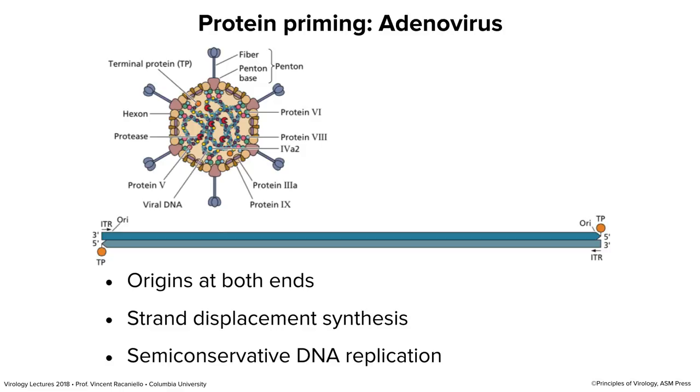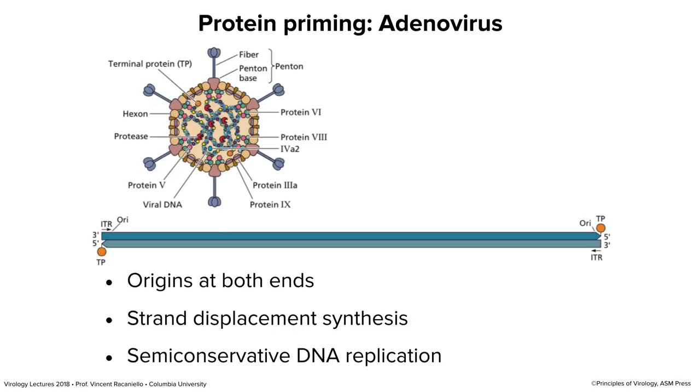Moving up in size to adenovirus. So now we have a 36,000 base pair double-stranded DNA. It is within an icosahedral capsid, as you can see, and we've seen that before. The DNA is shown there. It's got an origin of replication at both ends. So that should tell you that we're going to start replicating at both ends. They're labeled ORI. This occurs by strand displacement, as you will see. Semi-conservative, of course, like everything else.